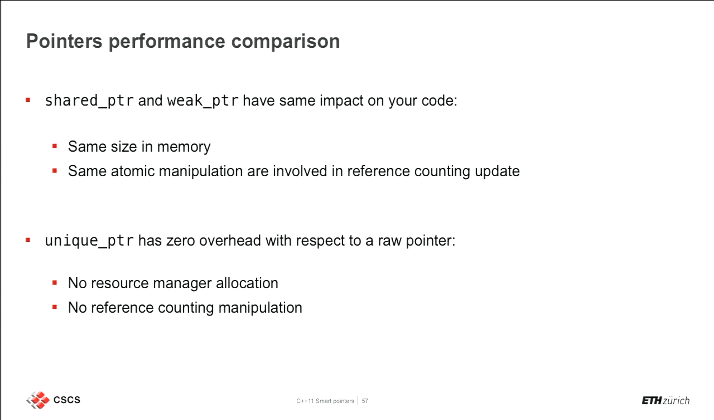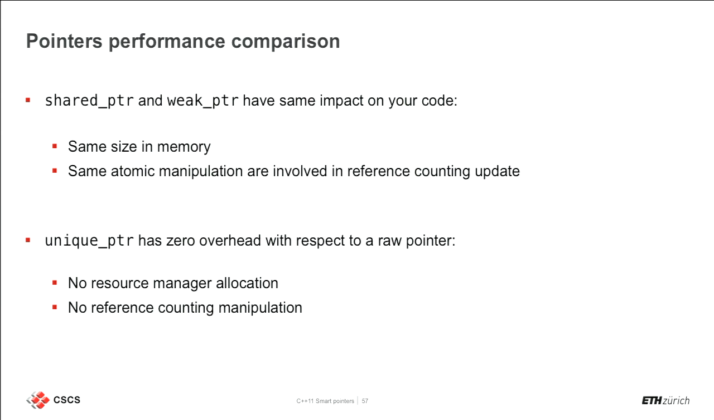And then some comparison between the different types of smart pointers. Shared pointer and weak pointer basically have the same impact on your code from the size in memory point of view, because they both need a resource manager and the allocated memory, of course. And they also introduce the same atomic manipulation operation on the resource manager, because if you destroy a weak pointer or a shared pointer, you still have to update the status of the resource manager, and it is basically the same operation on a different data member.